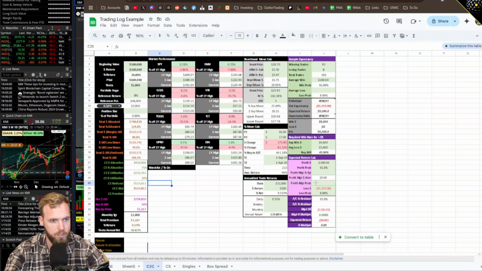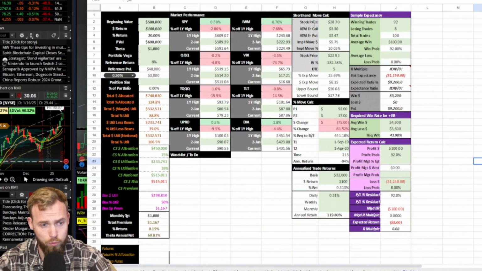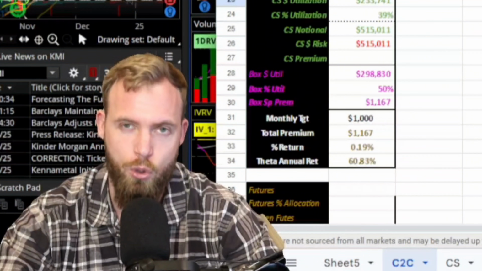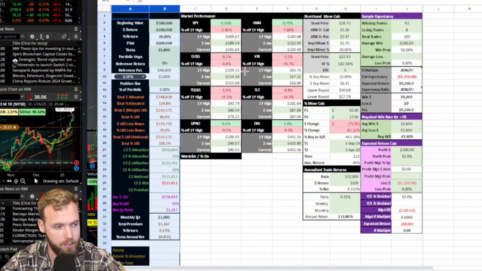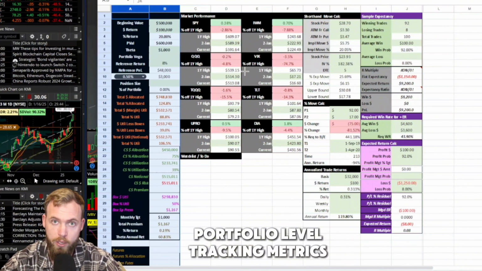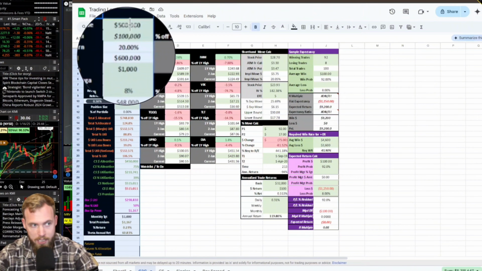Let's take a look at C2C. C2C, I have a couple different sections. Now, this is a really broken down version of what I have just because mine is very noisy. But I'm giving you some ideas on tools that you might want to include in yours. This section represents portfolio level tracking metrics. So these are things like what's the beginning value of the portfolio? How much money have I made? How much is my current theta?